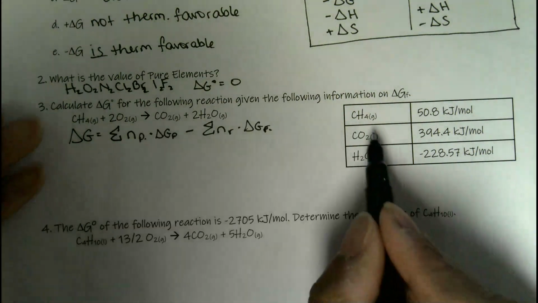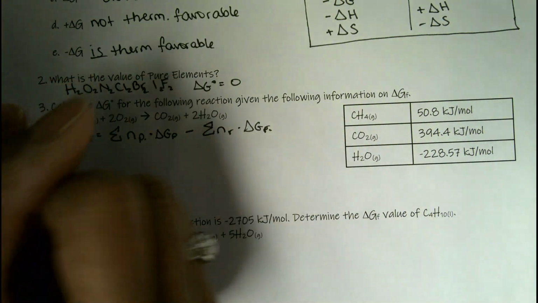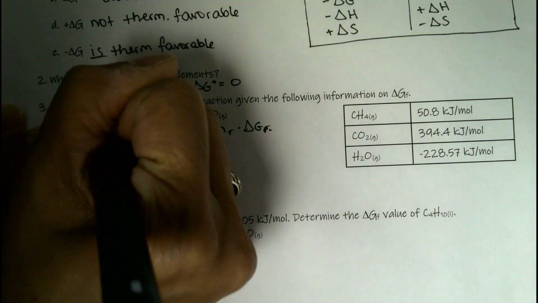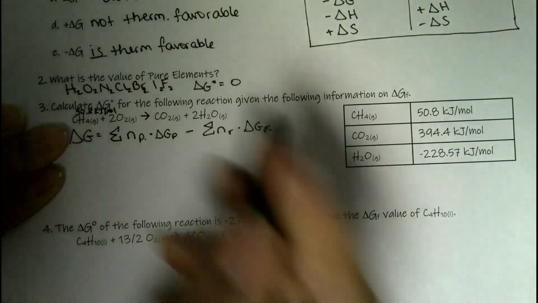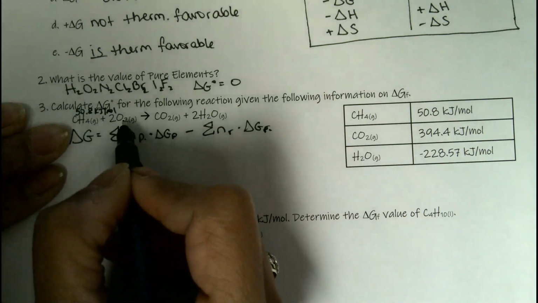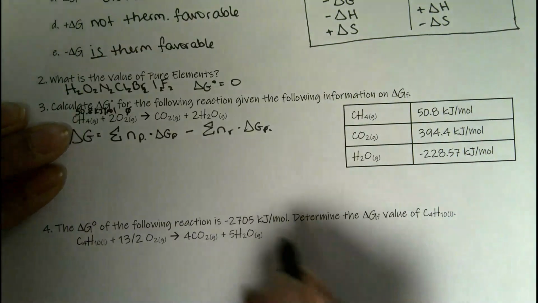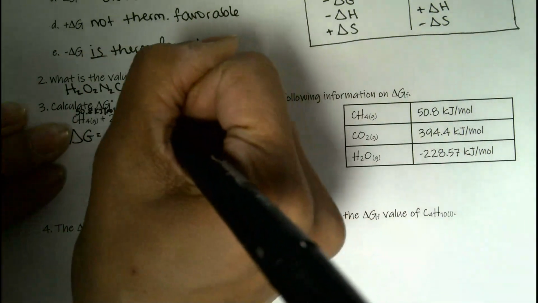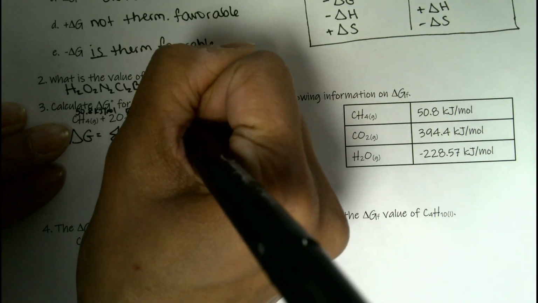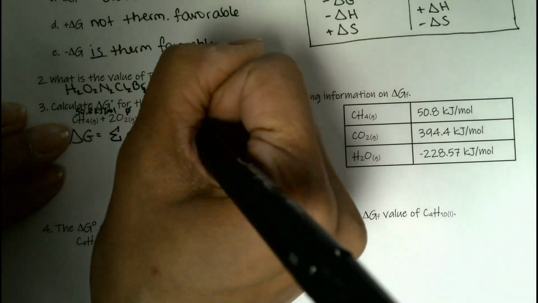So let's see, CH4, I'm going to fill in some of these numbers right over here. So I've got 50.8. Notice this is in kilojoules per mole, whereas delta S was in joules per mole. O2, it's a pure element, that's 0. I still have to put it in my equation, though, just to make sure that the reader knows that that is going to be the same thing. I'm going to fill in the values for carbon dioxide.